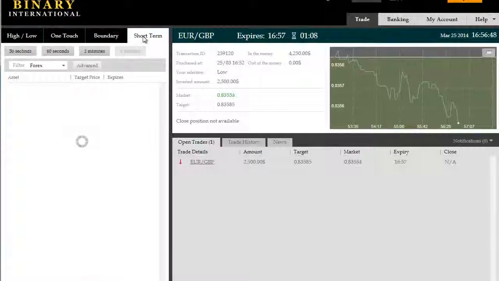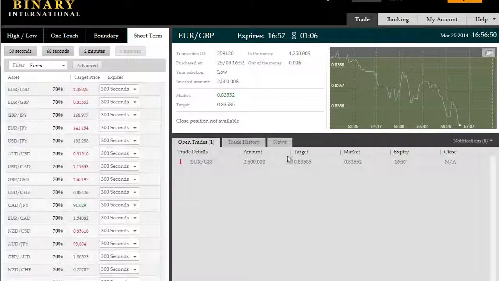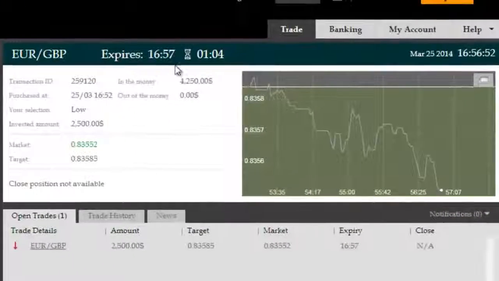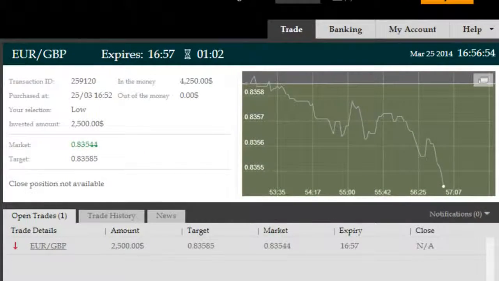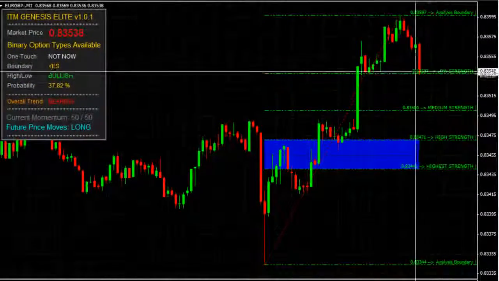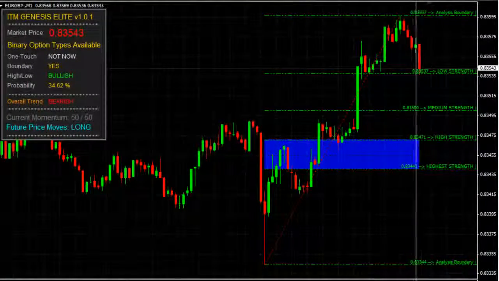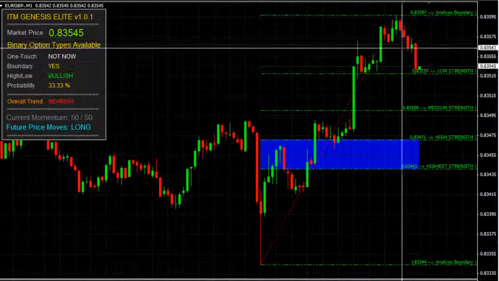We couldn't take the boundary trade identified by ITM Genesis Elite because boundary options weren't unfortunately available on the broker at the time. So we went with a 5-minute short option instead, which was equally fine. And as you can see, the results are spectacular.